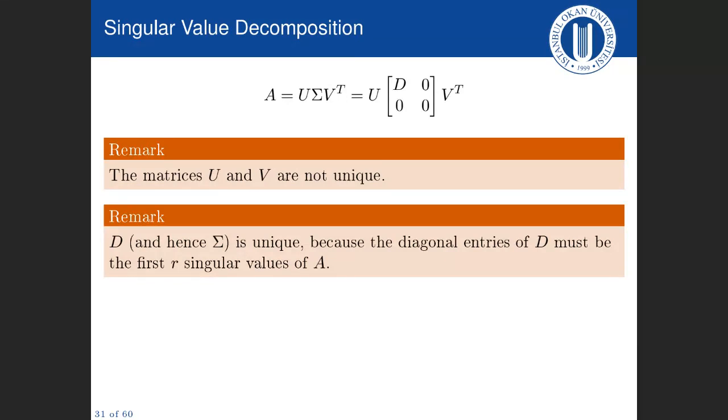Why? Because the diagonal entries of D must be the first r singular values of A, written in such an order that the biggest one comes first, then the second biggest one, then the third biggest one, etc. So even if 100 different people did a singular value decomposition of A, they would all get the same matrix D, and so they'd all get exactly the same matrix sigma.